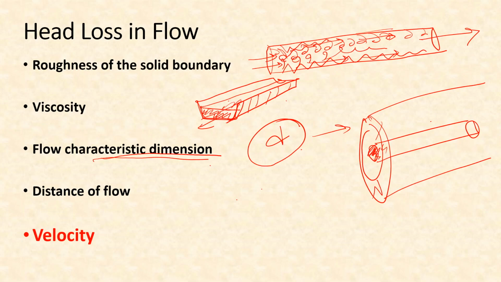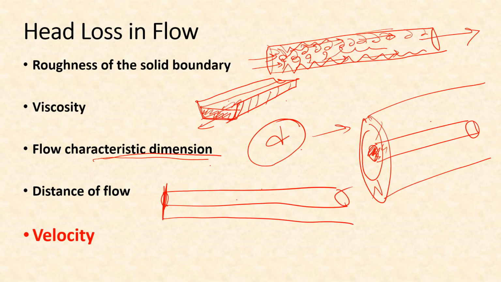Then distance of flow or length of flow. In this case, if you consider a long pipe, then from this point to this point, more head will be lost. However, from this point to a nearer point, a small amount of head will be lost. So that's how it's affecting the head loss. And finally, velocity.